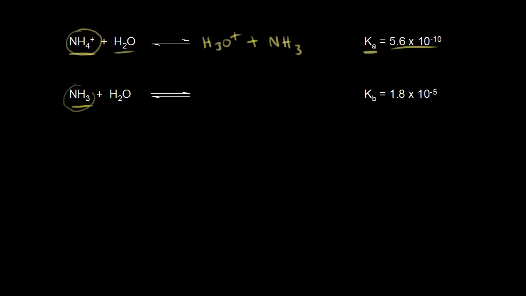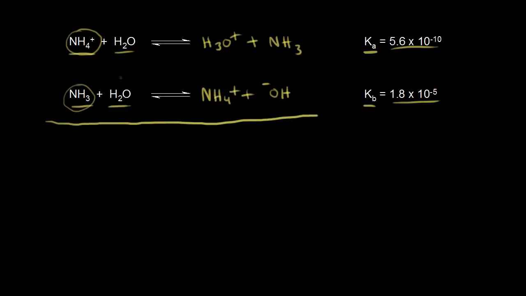Now let's look at NH3, which we know is a weak base and is going to take a proton from water, therefore forming NH4+. And if we take a proton from water, we're left with OH-. Since we talked about a base here, we're going to use Kb, and Kb for this reaction is 1.8 times 10 to the negative 5. What would happen if we add these two reactions together?